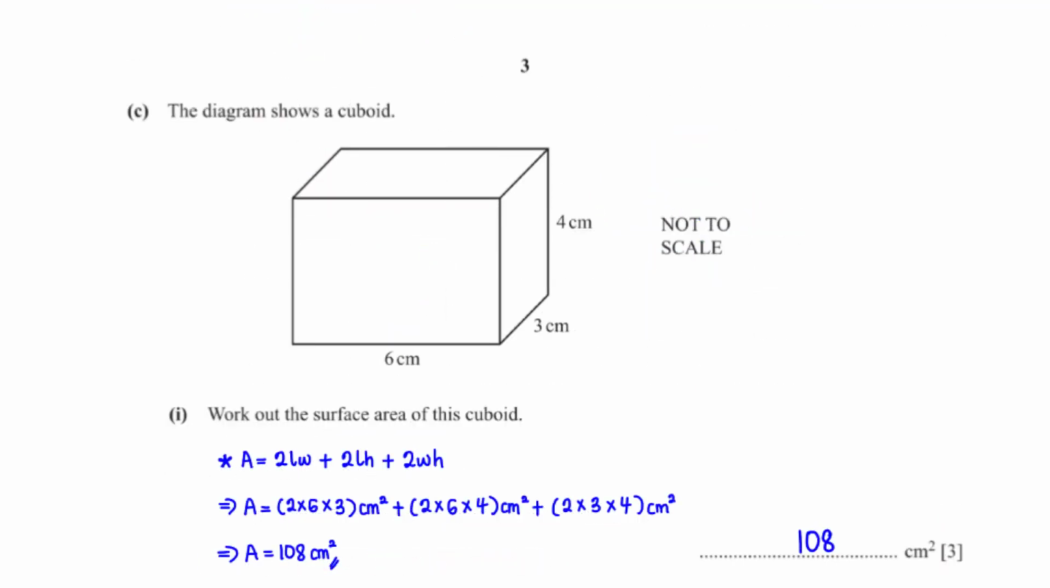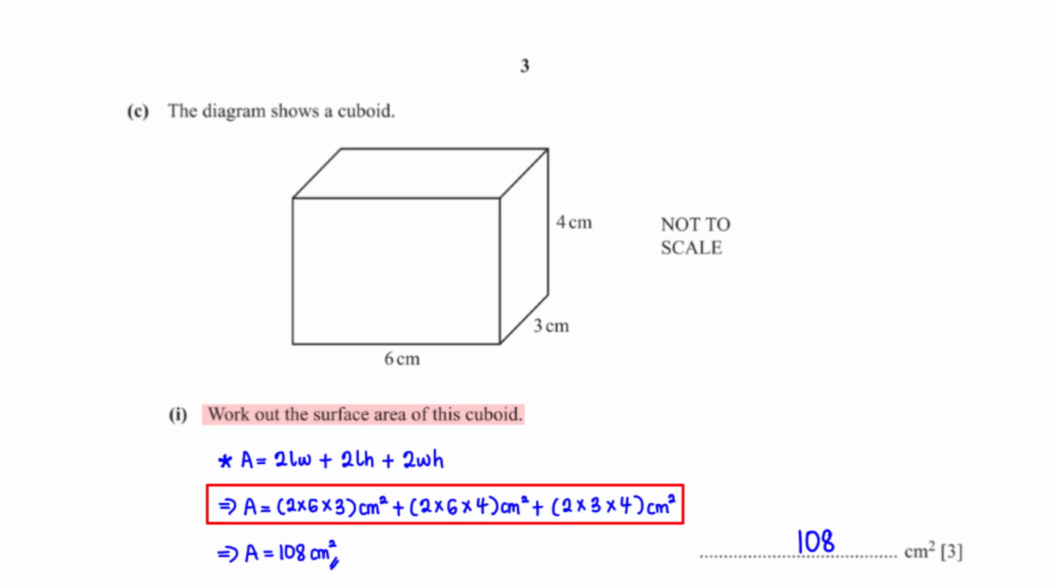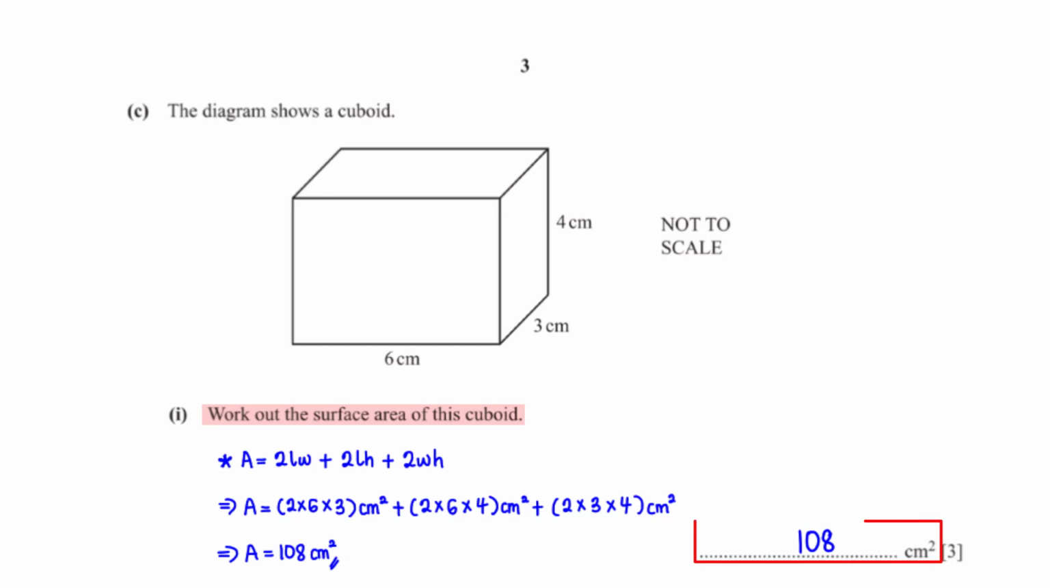The diagram shows a cuboid. Work out the surface area of this cuboid. Here is the formula for the surface area of a cuboid. We've been given the length L of the cuboid to be 6 centimeters, the width W is 3 centimeters, and the height H is 4 centimeters. When we type this into the calculator, we get 108 centimeters squared.